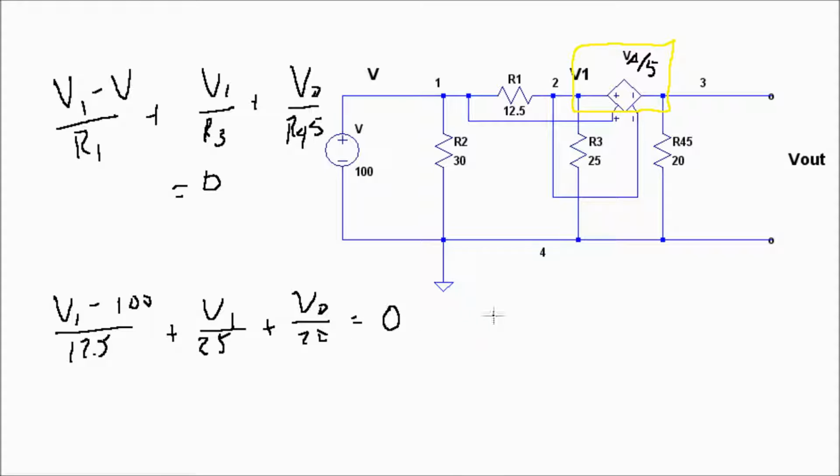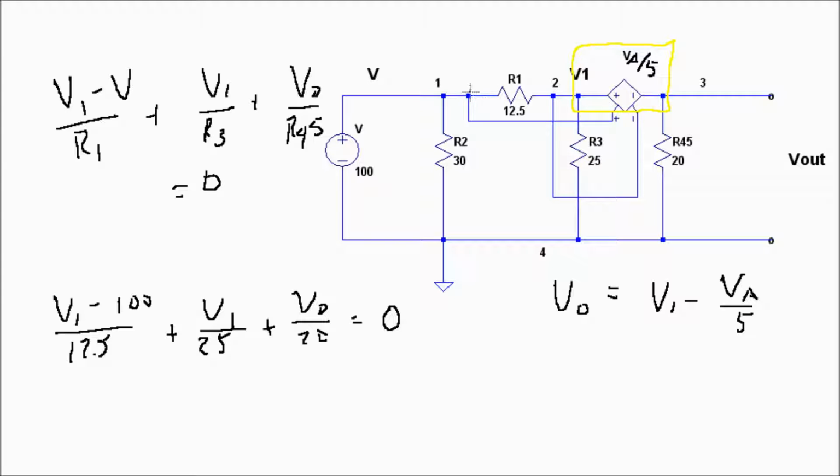Now we're going to write a couple of relations here because we can't solve this. We have one equation but two unknowns, so we still have to say what V out is going to be. V out is basically going to be V1 minus V delta divided by 5. This is going from positive to negative, so we're dropping voltage. So whatever this dependent voltage source is, V delta divided by the value of 5.